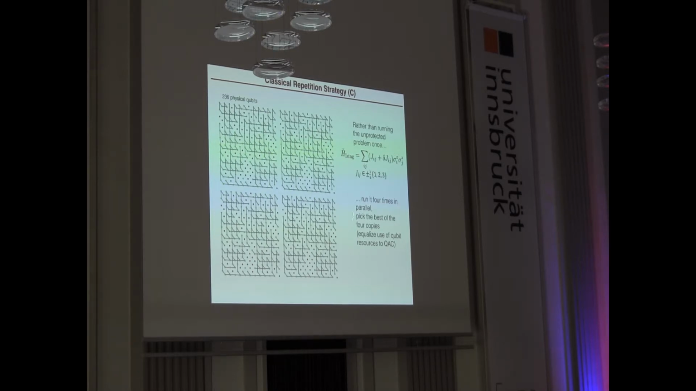Run the unencoded problem 4 times and pick the best of the 4. All right, so we give the unencoded problem 4 chances to find the right answer. Now it's an apples to apples comparison where we use the same number of qubits in both cases, the encoded case and the unencoded case.